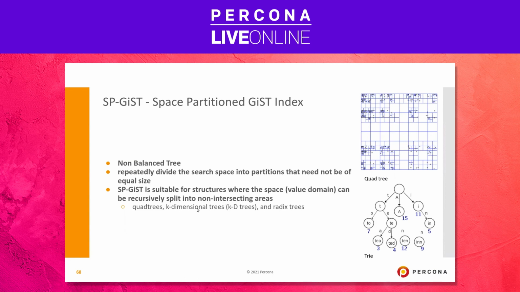Some of the specific types of indexes which can be derived out of this are mentioned here. And as we can see in the diagram, it is a quad tree. The space is divided into boxes until it reaches the minimal point. Remember that it is a non-balanced tree.